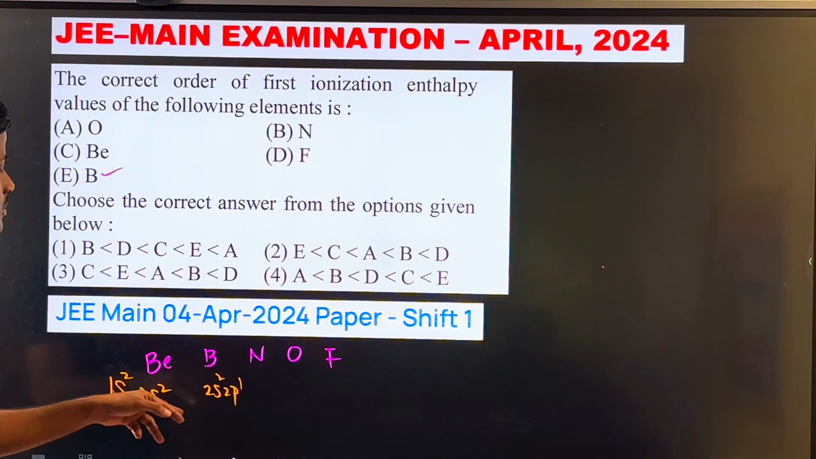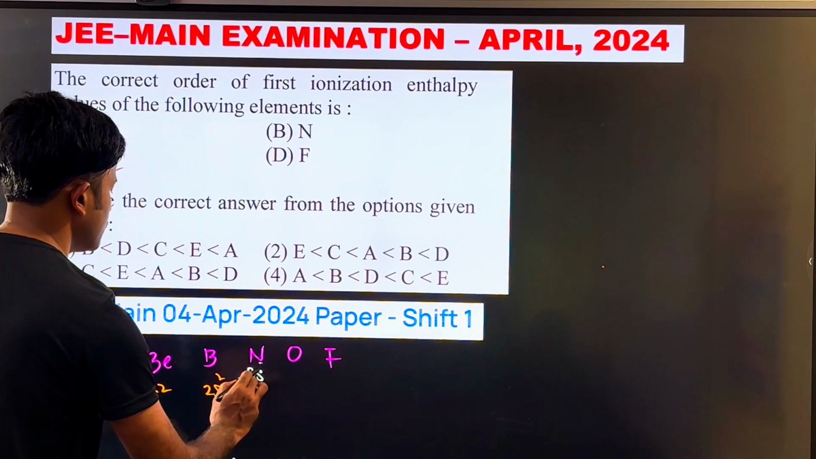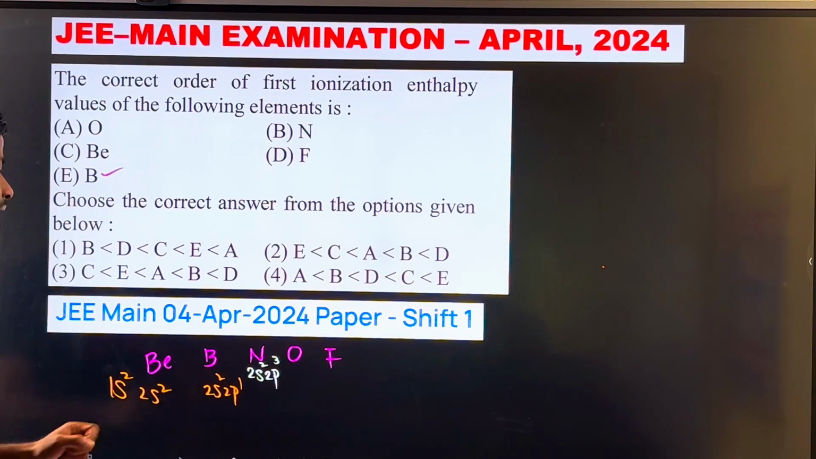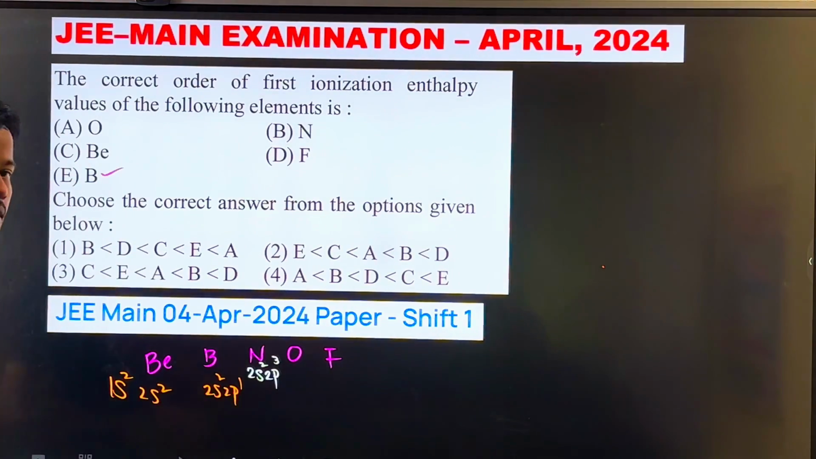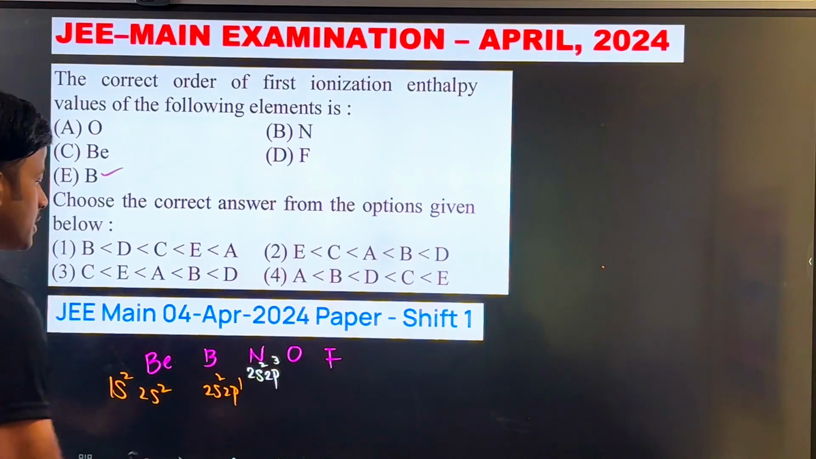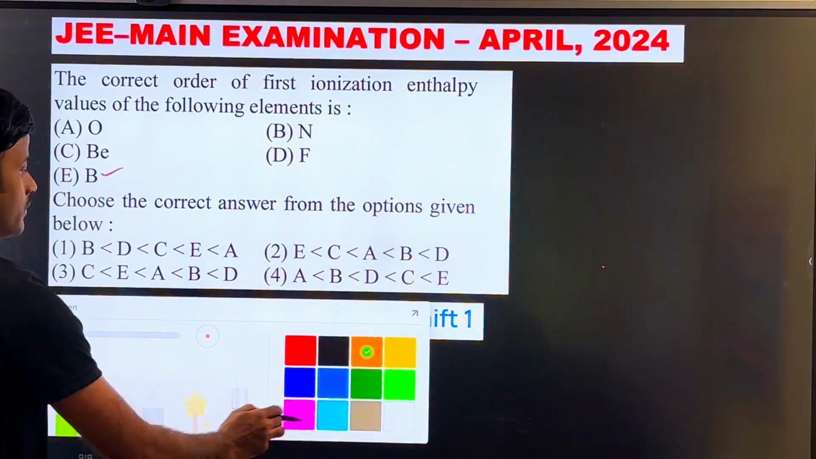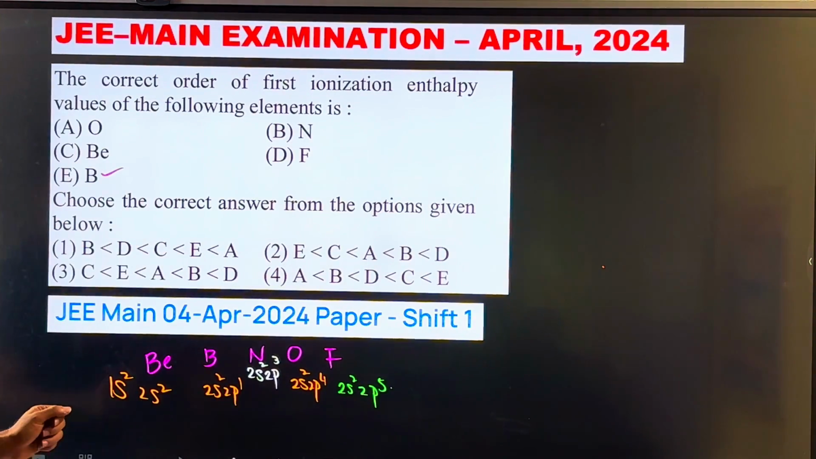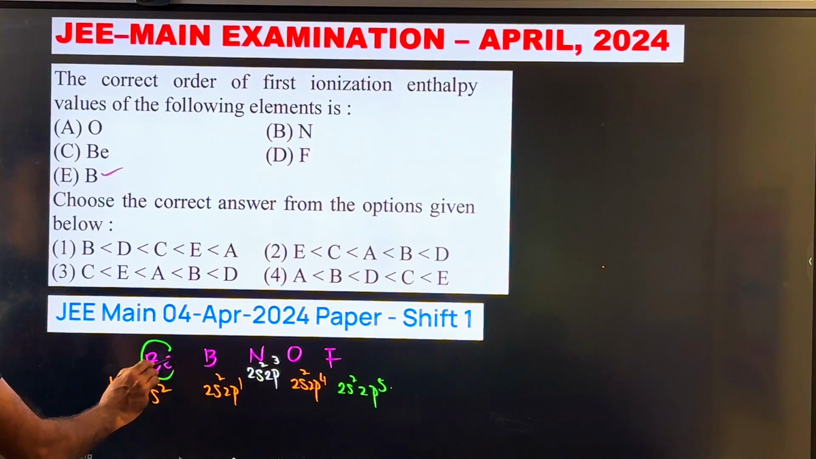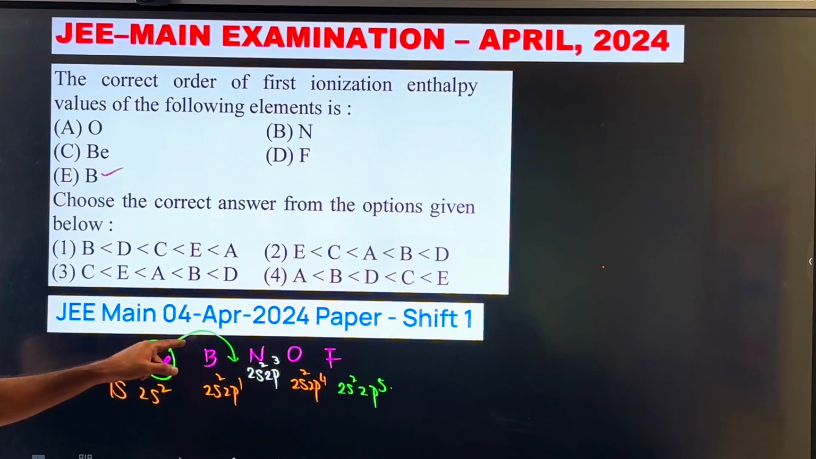Beryllium, boron, carbon is not there. Next nitrogen. Nitrogen's electron configuration is 2s2 2p3, which is a half-filled configuration. Those elements which have a fulfilled or half-filled configuration have more ionization energy than the next element. Then oxygen is 2s2 2p4 and fluorine is 2s2 2p5. Among all these elements, which one has a fulfilled configuration? Beryllium. So beryllium has higher ionization energy than boron.